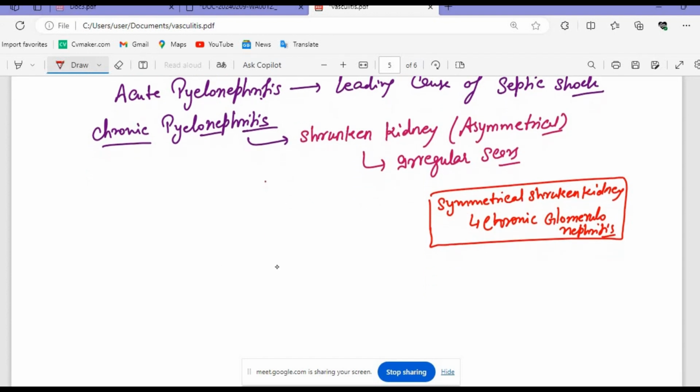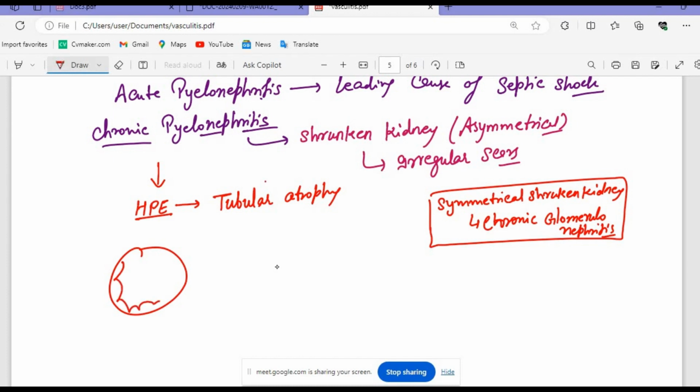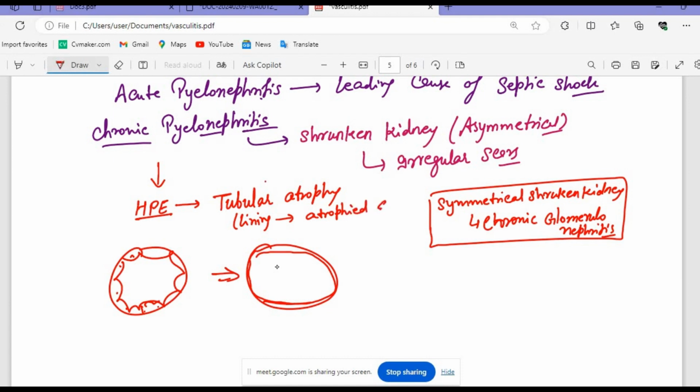When we do histopathology examination, HPE, what will we see? We will see tubular atrophy. We have the tubules, and these tubules have a lining, and these tubules will be atrophied, so a very small lining will be there. The lining of all the tubules will become atrophied and flat.